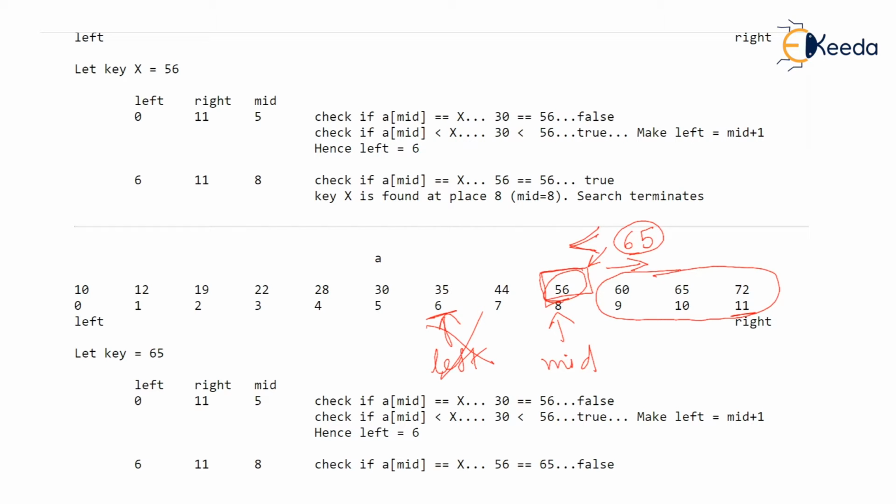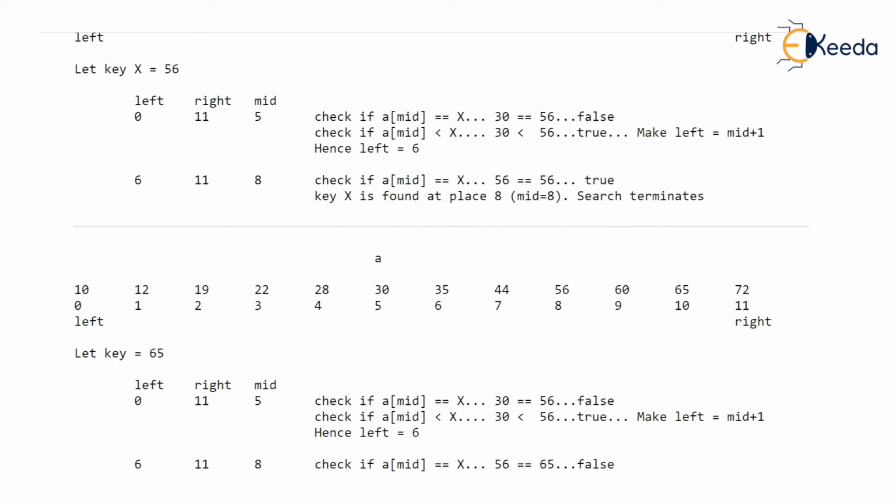So now we have got left equal to 9 and right equal to 11. We are searching for key x equal to 65. For this 9 and 11, we will again find the midpoint. That is 9 plus 11, 20 upon 2, which is 10. So we have found a new mid.